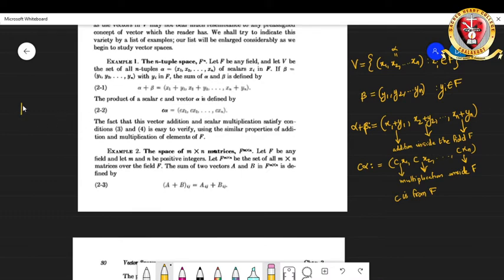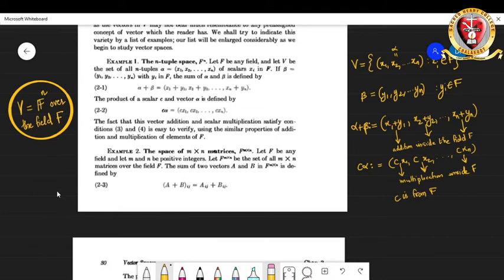So what is the vector space here? The vector space will be V, where we are taking the n tuples, right? V is equal to F^n over the field F. So we have specified what the field is. So this is the first example we are talking about.